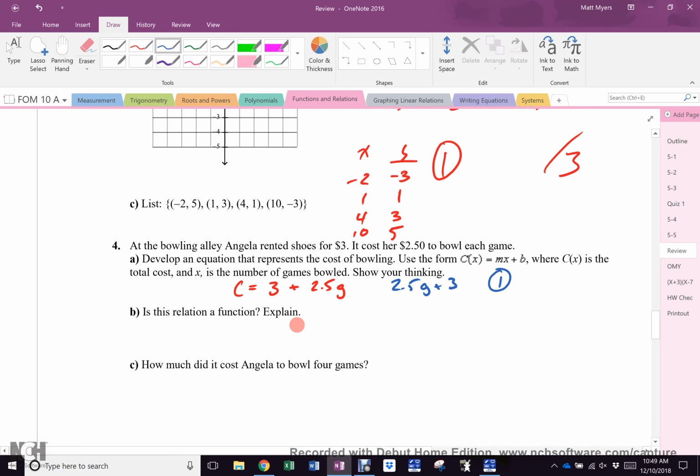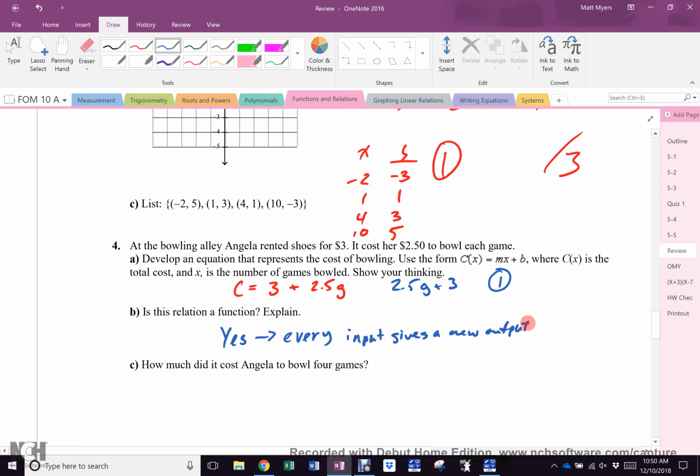Okay, is it a function? Yes, that gets you 1 mark. Why? Why is it a function? Yes, that's a more complicated way of saying every input gives a new output.